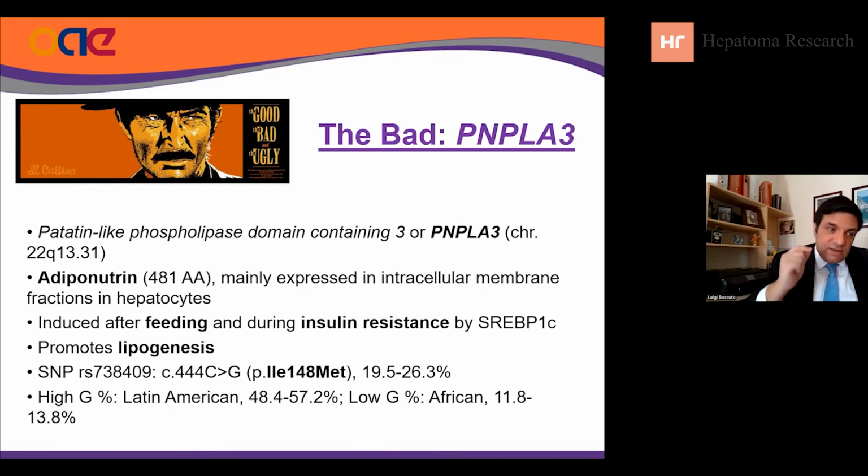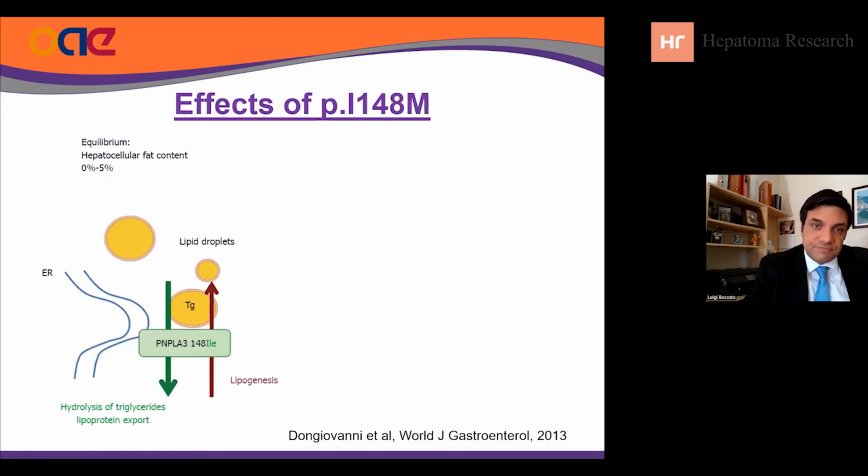So this is a very important issue for community medicine, because stratification of the risk in individuals from different ethnicities may be extremely important for the management and treatment of NAFLD.